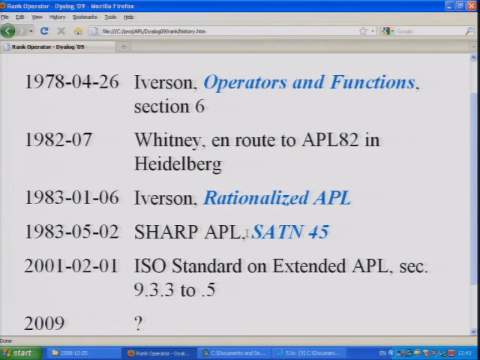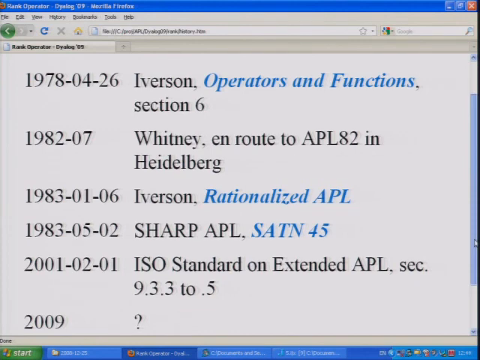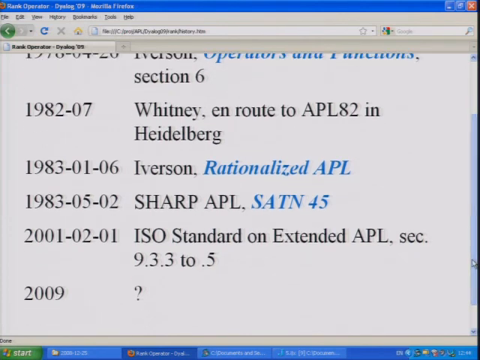Okay. So what took you so long to get it out? And it's also in the ISO standard, sections 9.3.3 to 9.3.5. But just be aware that there's a serious mistake in the description in this ISO standard.